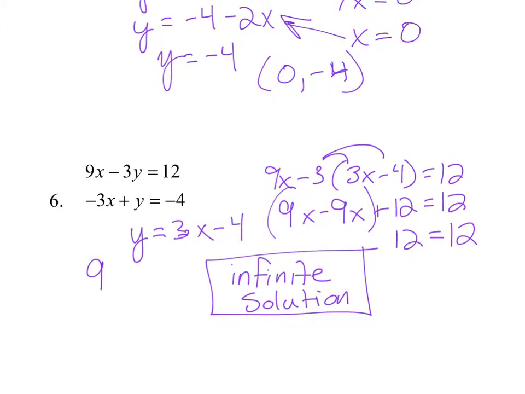You can double check that you didn't do your math wrong by going back and looking at the system you just solved. If I multiplied this equation by negative 3, I'd get the top equation. Negative 3 times negative 3x is 9x. Negative 3 times y is negative 3y. Negative 3 times negative 4 is positive 12. Okay, the same line, therefore there's infinite solutions.